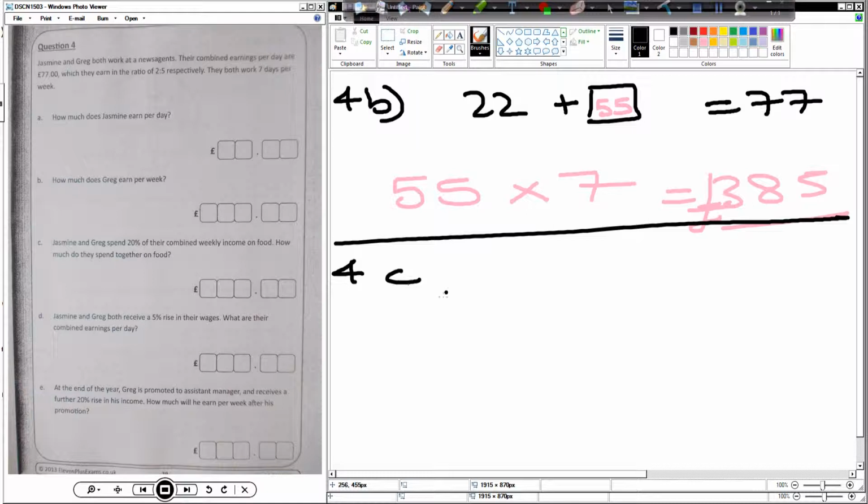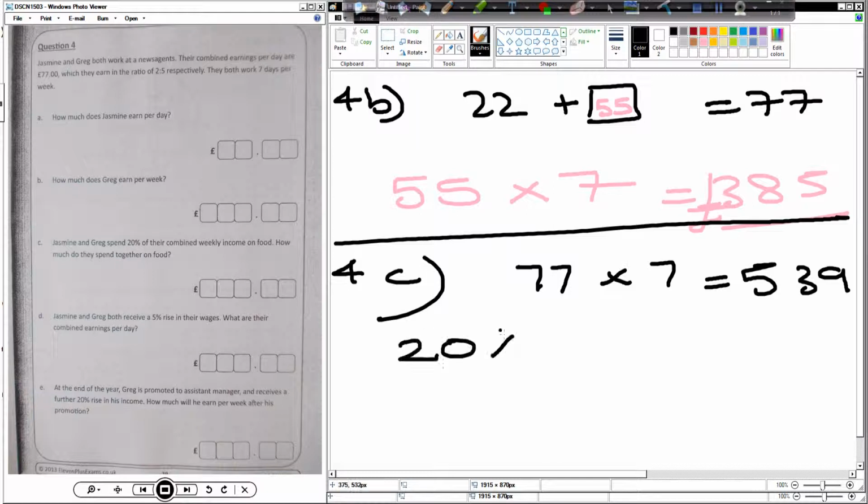Okay, now, we know that they both earn £77 a day together. And we multiply that by the 7. So that will give us a total of £539. That's for the week. That's how much they earn in the week. Now we need to work out, as they say there, 20% of that.